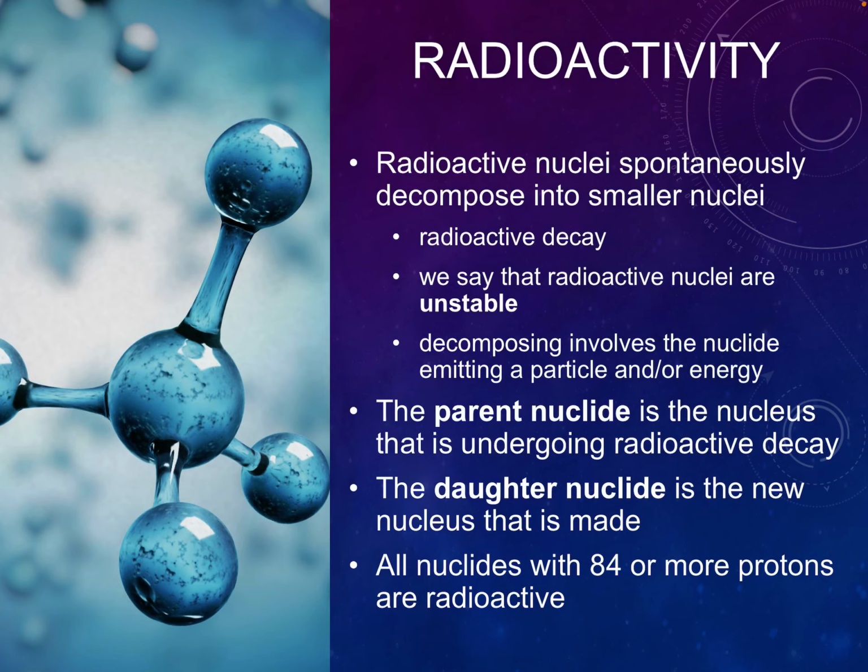Again, the decomposing involves the nuclide that's emitting a particle or energy or both. So the one that is undergoing the radioactive decay, we're going to call that the parent nuclide. That is what we are starting with. And then after it undergoes the decay, we're going to call it the daughter nuclide. It gets to be a girl. I don't really know why. So we're going from the parent to the daughter nuclide.